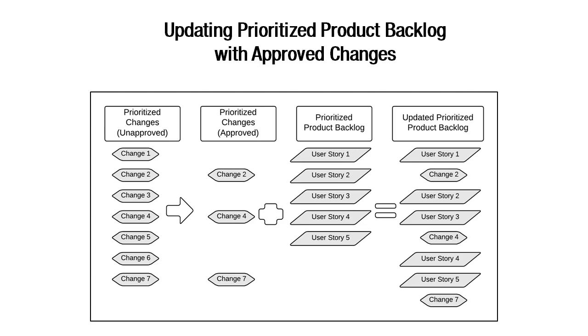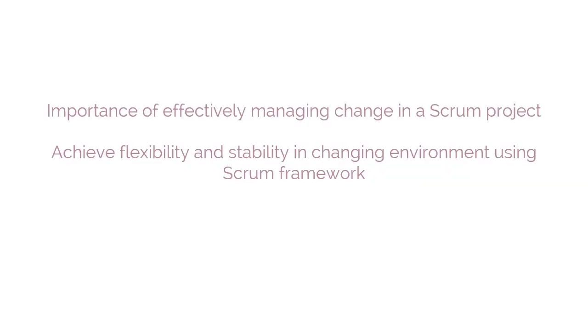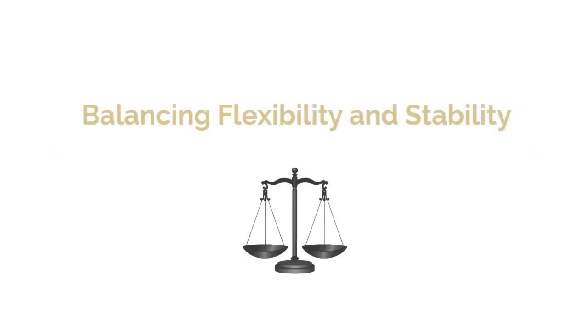Figure 1-6 summarizes the change approval process, and Figure 6-2 explains how the prioritized product backlog is updated with approved changes. We're going to learn the importance of effectively managing change in a Scrum project, and how we achieve flexibility and stability in a changing environment using the Scrum Framework.